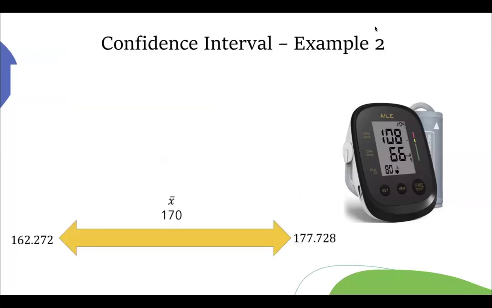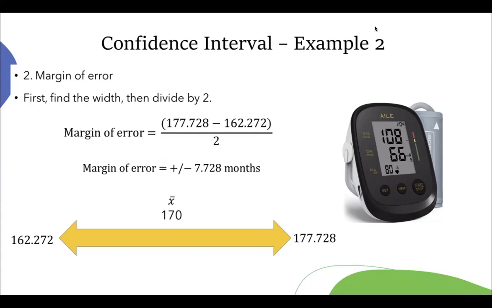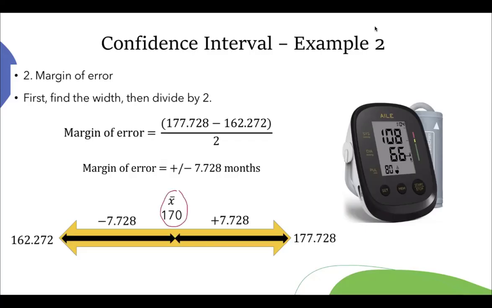Okay, so here's the visualization of the confidence interval for the 99% confidence level. Take that margin of error and put it on the left and put it on the right. Starting with your point estimate of 170, you can add a margin of error to get to 177.728 and subtract a margin of error to get to 162.272. So we write x bar plus or minus the margin of error. And that looks like 170 plus or minus 7.728.